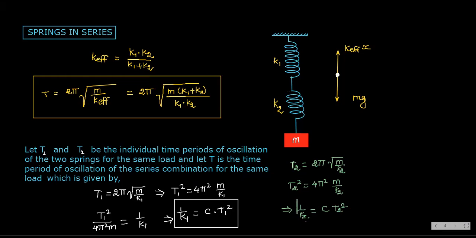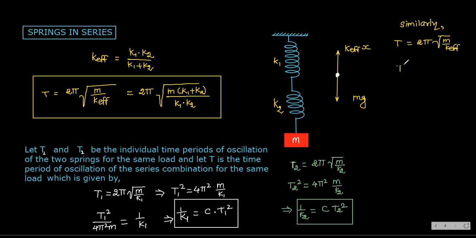Now next one is what? Combined time period is capital T. Similarly, here I am taking, when these two springs are connected in a series, then time period is T, and that's why T is equal to 2 pi under root m by K effective.